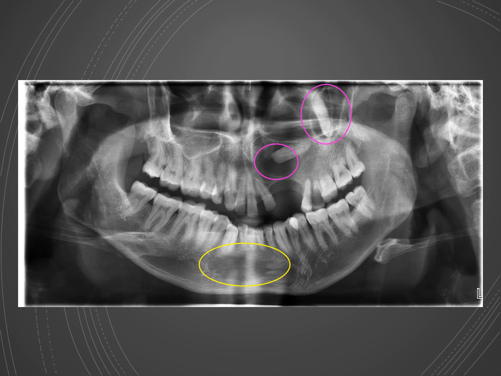And the ones pointed out in the pink circles: we are so busy concentrating on the canine that is impacted here, or probably the lateral, I can't make out right now, that we totally forget there is a tooth impacted high up in the maxilla, which could have been totally missed. So that is why it's important to pay close attention and spend some time diagnosing a panoramic radiograph.